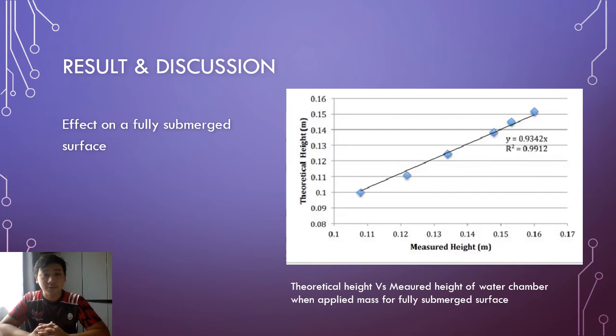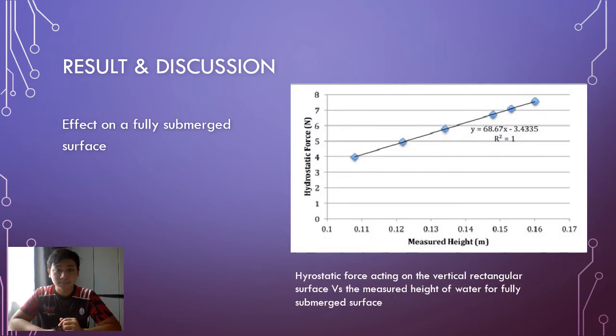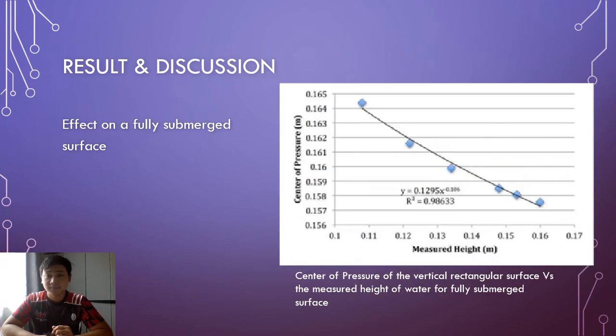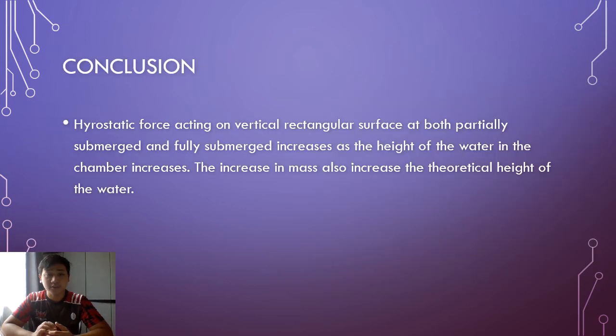While this is the effect on a fully submerged surface, theoretical height versus measured height of water when applied mass for fully submerged surface. This is the hydrostatic force acting on a vertical rectangular surface versus the measured height of water for the submerged surface. And this is the center of pressure of the vertical rectangular surface versus the measured height of the water for the fully submerged surface.